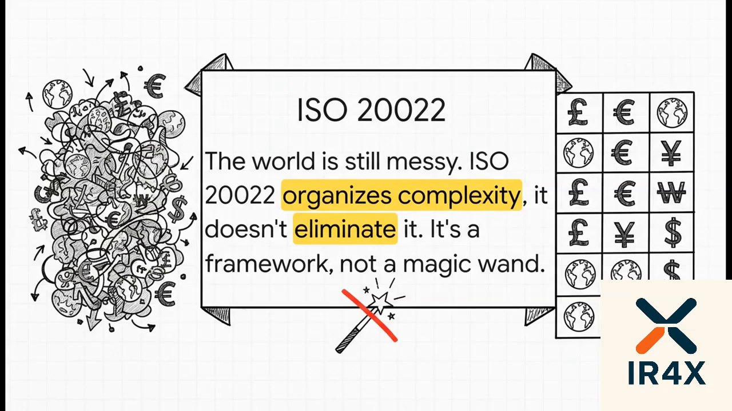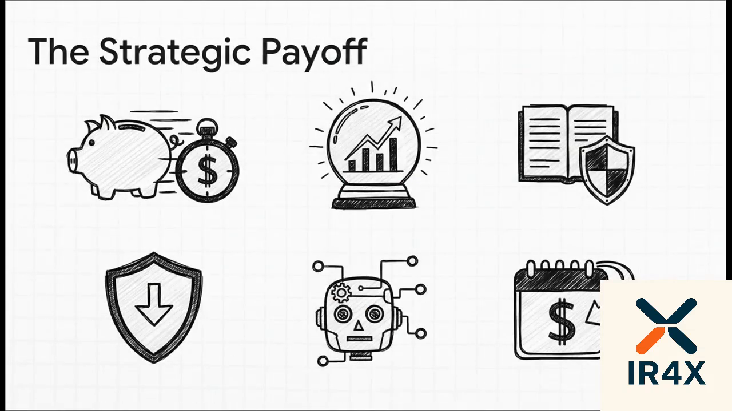So the crucial takeaway here is this. ISO 20022 organizes the complexity. It gives you a framework to manage it all, but it doesn't just make it magically disappear overnight. But for the companies that really get this right, the strategic payoff is immense. We're talking about collecting cash faster, having cash forecasts you can actually rely on, and lowering risk across the board. And even more exciting, this rich, structured data is the foundation. It's the bedrock for the next wave of cool stuff. AI-driven reconciliation and truly predictive cash flow modeling.